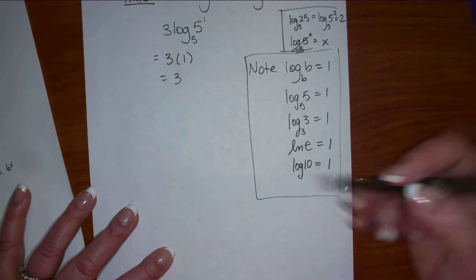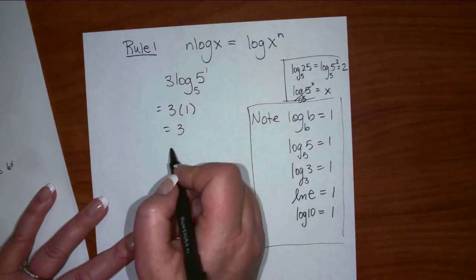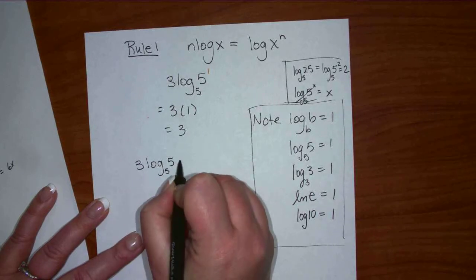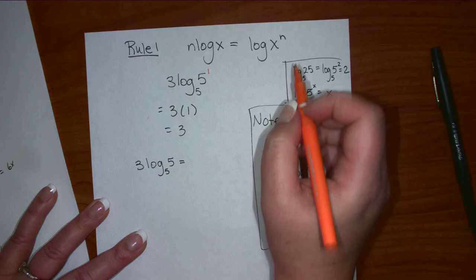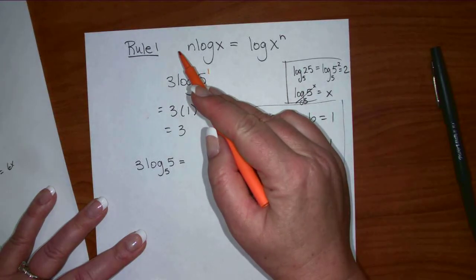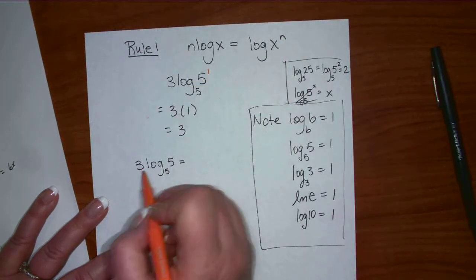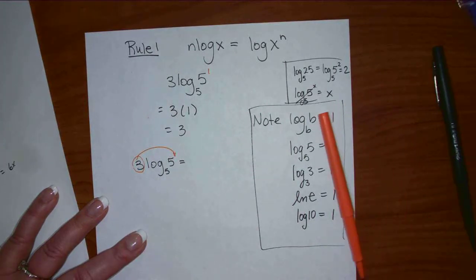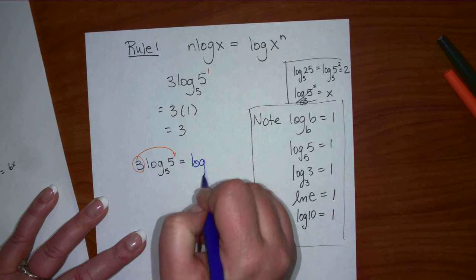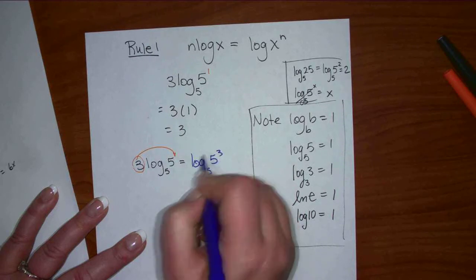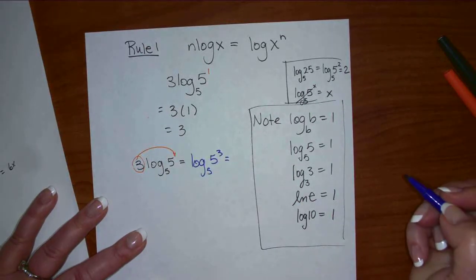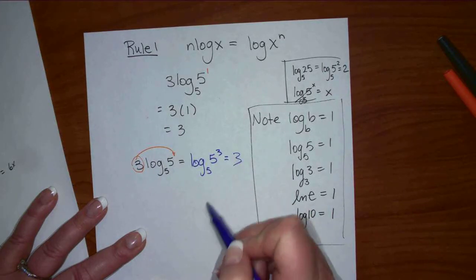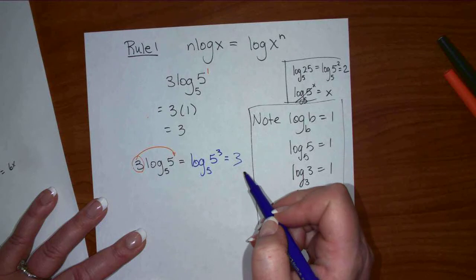So, okay. Now back up to our rule. So I wrote down 3 log base 5 of 5. If I use this rule, which says any number in front of the log, I can write up as an exponent, I could take that 3 and move it up to an exponent on 5. So that would look like log base 5 of 5 cubed. What's this equal? They match, so the answer is the exponent. 3. Doing it that way is 3, doing it this way is 3.